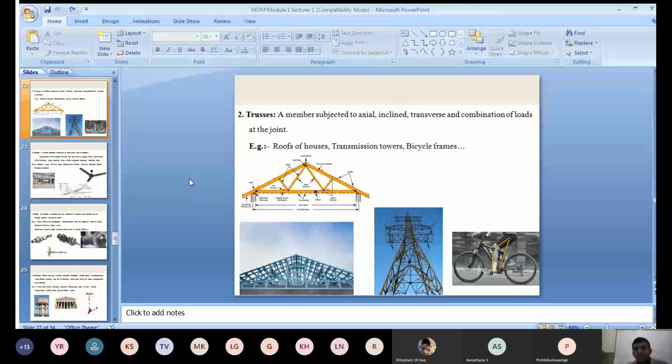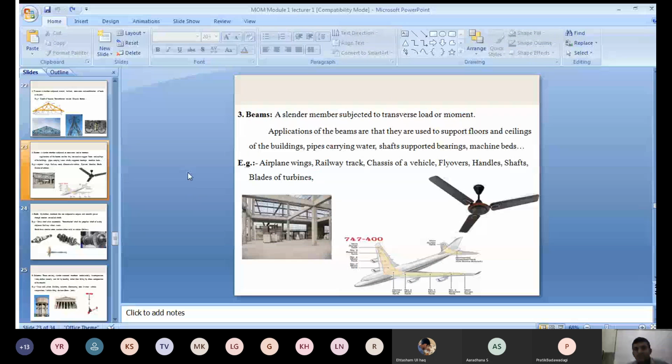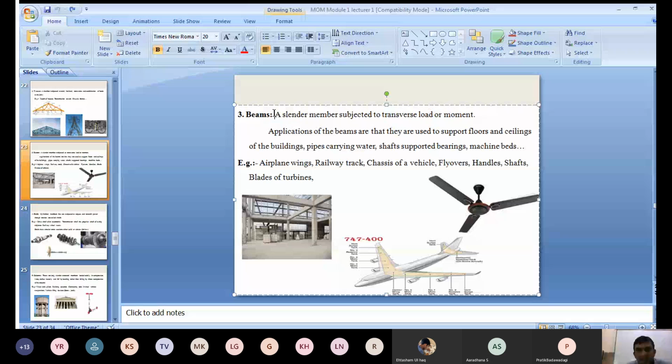Next, the first mechanical component is called a bar, which is subjected to only an axial load. The second one is called a truss, subject to any type of load at the joints. Now the third mechanical member we call a beam. How do you define beams? Beams are slender members. Now why do you call it a slender member?